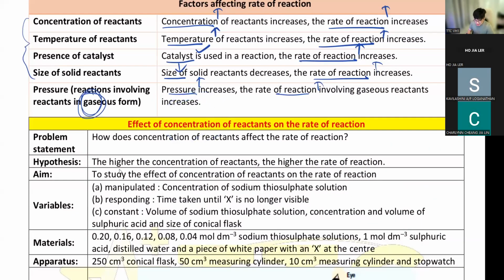Okay, Charlene, you remember this? We have 4 factors we learned last week: concentration, temperature, catalyst, and size. So now we are talking about concentration. Later we'll talk about temperature, catalyst, and size.